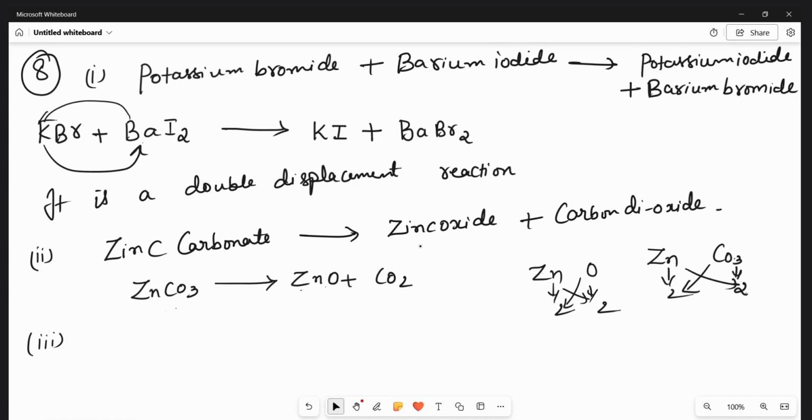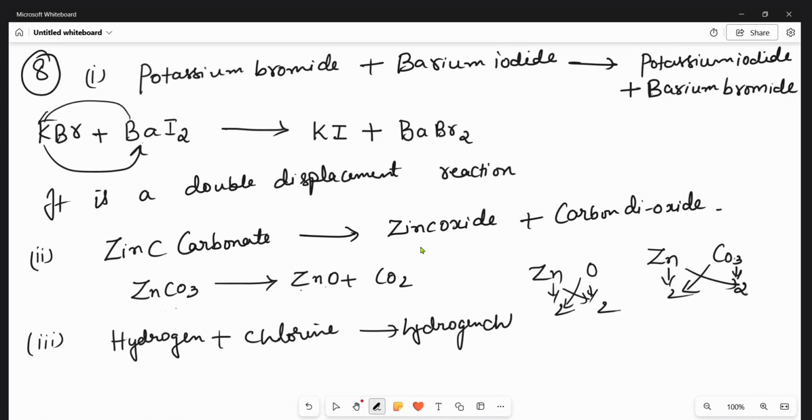Next. Hydrogen plus chlorine. We get hydrogen chloride. Hydrogen H2, chlorine Cl2. We write hydrogen chloride as HCl. Hydrogen valency 1, chlorine valency 1. So we'll write it as HCl.